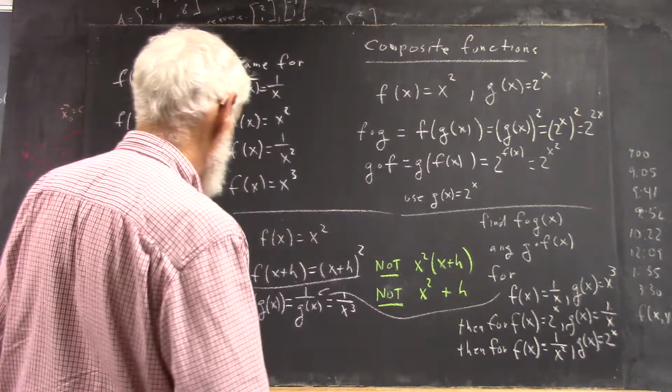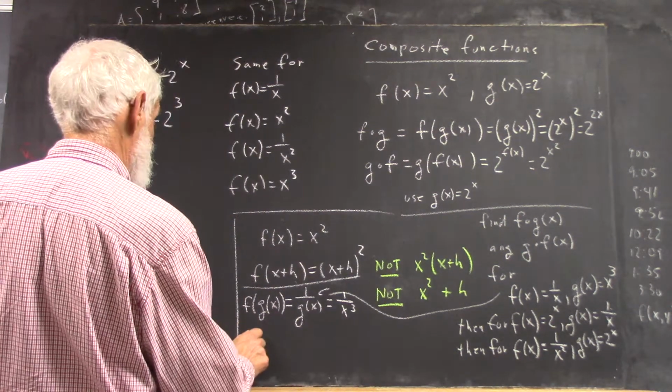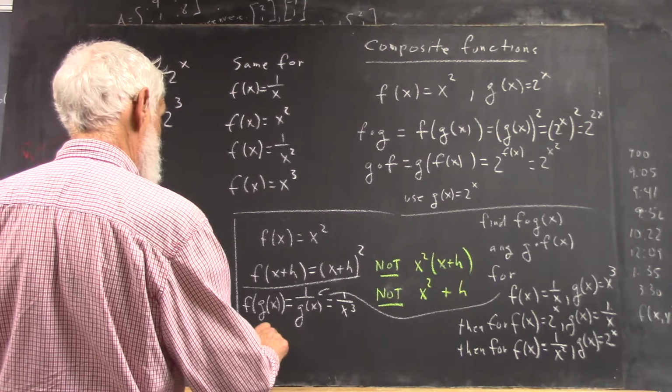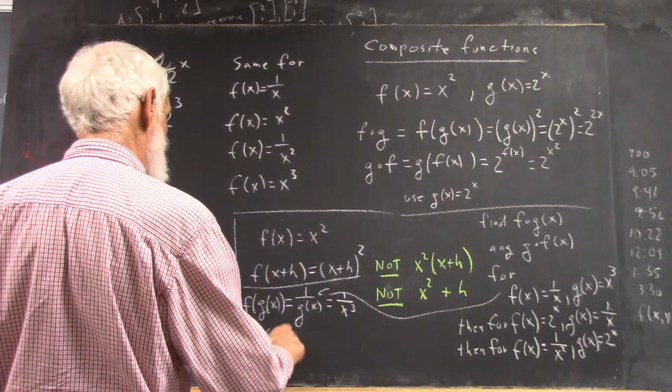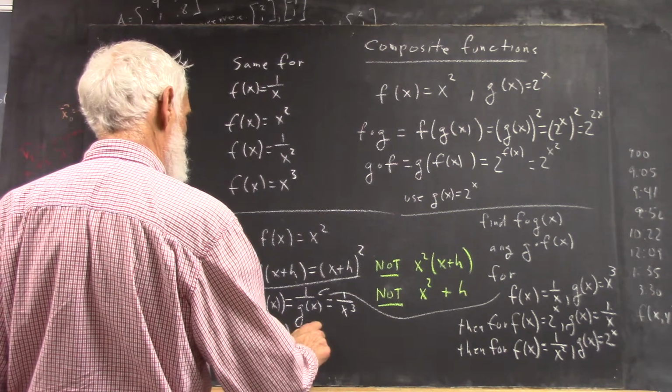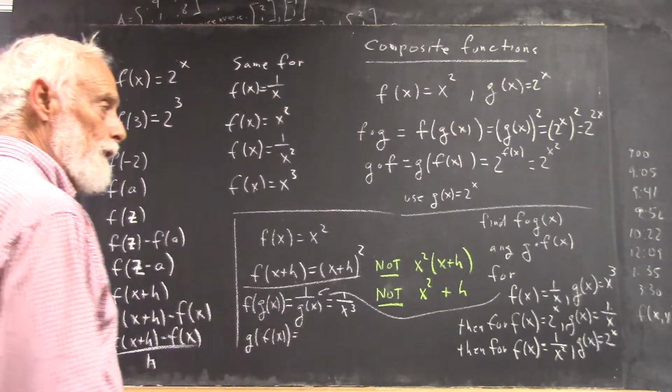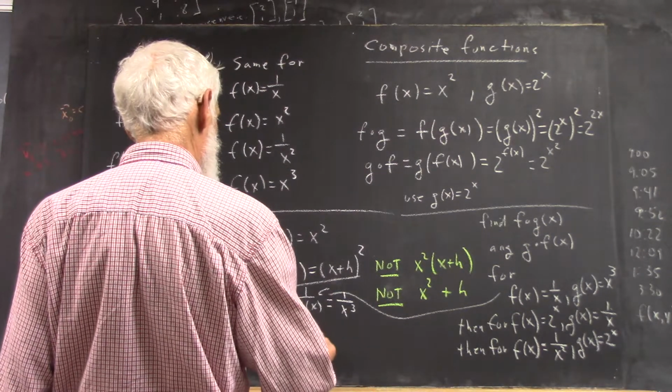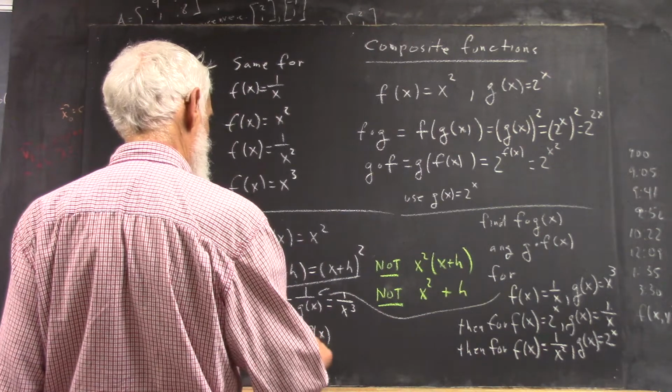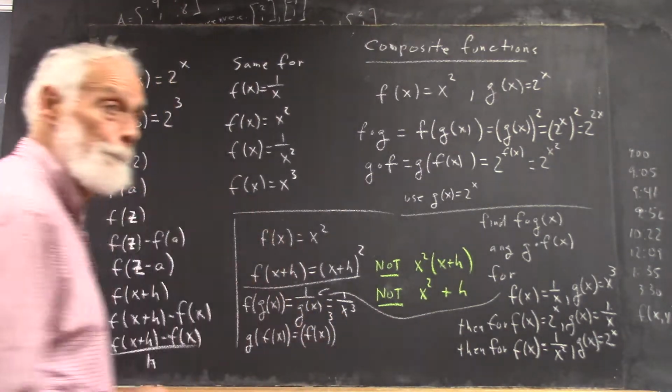Hopefully. Okay, if not, think on it. g of f of x would be what? g of x is x cubed, so it would be f of x cubed, right?